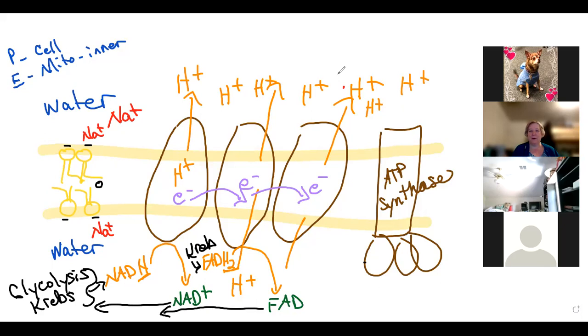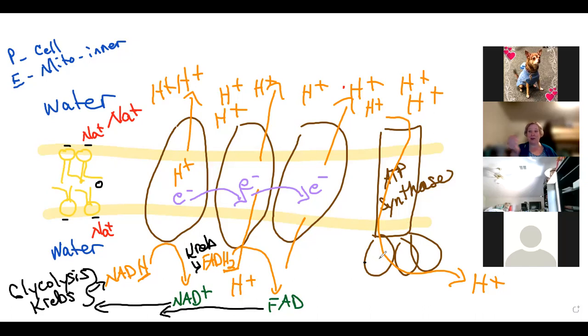Whoops. That's not the color I want. And these hydrogens are bouncing around. They're running into each other. They would really like to get back here. Okay. So what ATP synthase does is it opens up a channel to allow hydrogens to get past this hydrophobic center of the membrane, okay? And what happens is when it does that, it causes this part to spin.